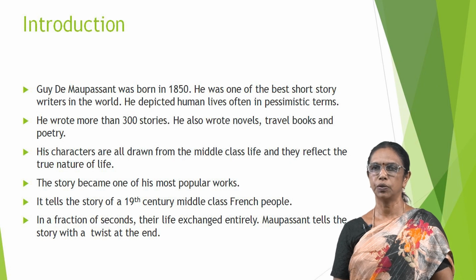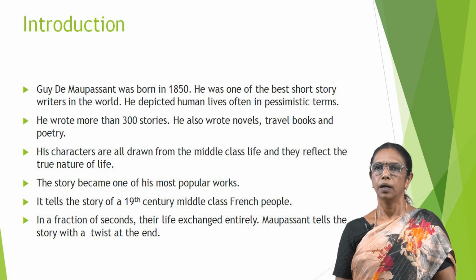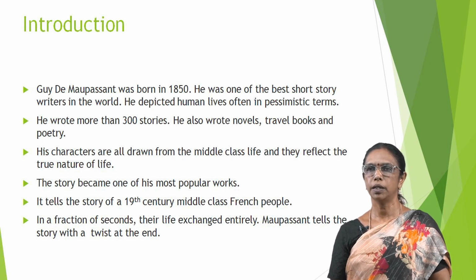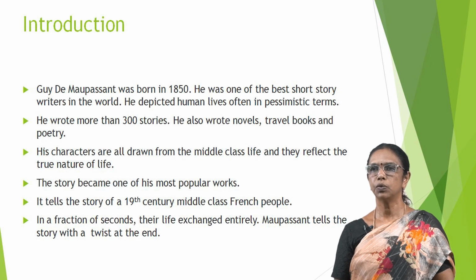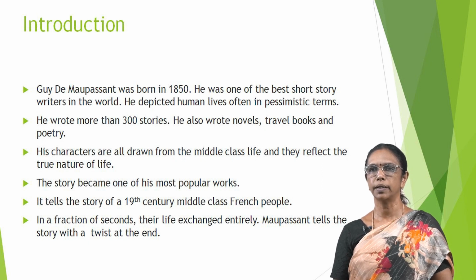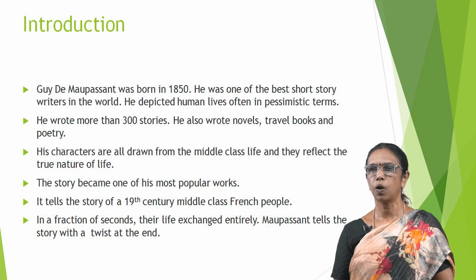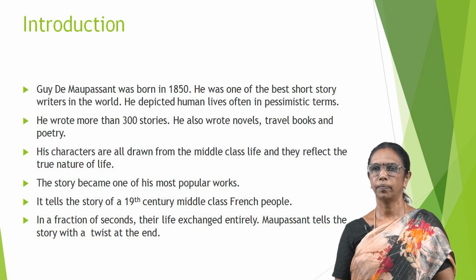Introduction of the story about the author. Maupassant was born in 1850. He was one of the best short story writers in the world. He depicted human lives often in pessimistic terms. He wrote more than 300 stories. He also wrote novels, travel books, and poetry.